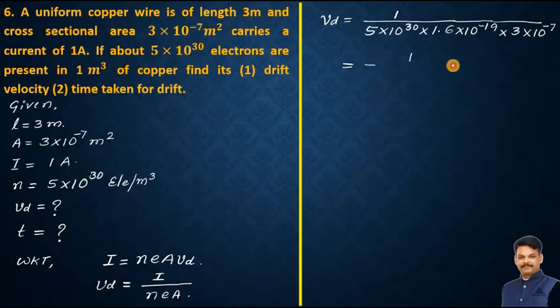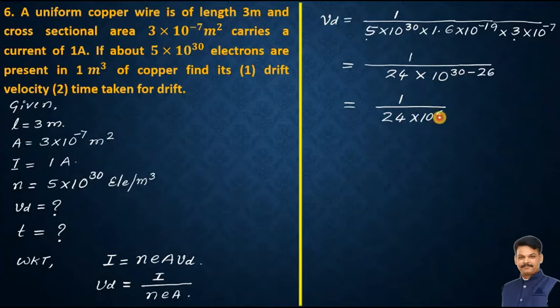Now observe, in the numerator we don't make any change. In the denominator, 5 into 3 is 15, and 15 into 1.6 gives 24. So it is 24 into 10 raised to 30, with minus 19 and minus 7. Both are added together, which becomes minus 26, so it is 30 minus 26. Now it can be written as 1 divided by 24 into 10 raised to 4.